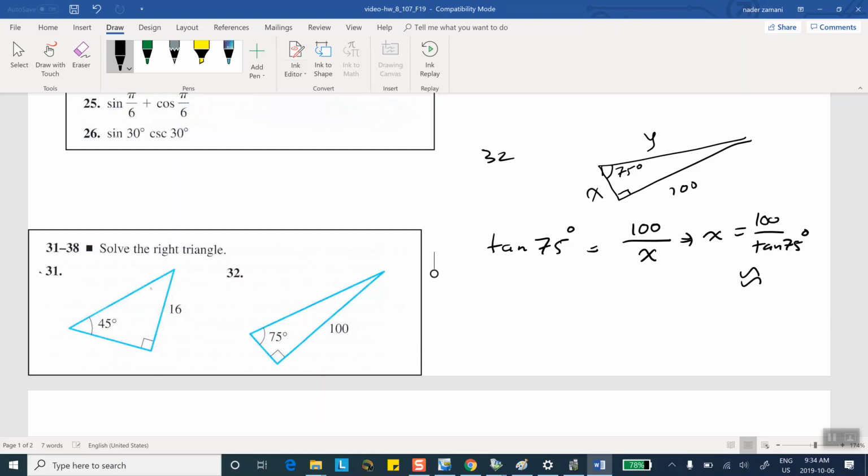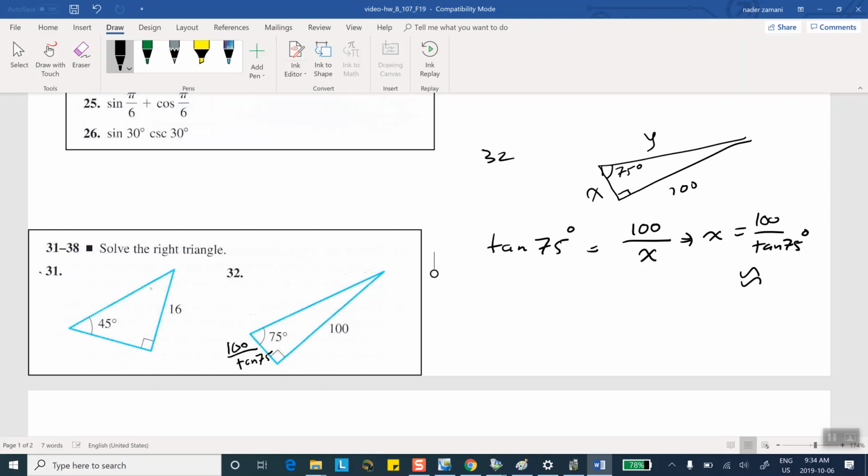But I'm not going to do that. You can do it yourself if you want. It doesn't ask for it, so I might as well leave it like this. And then, so we got this adjacent side, this came out to be 100 over tan of 75. Okay.